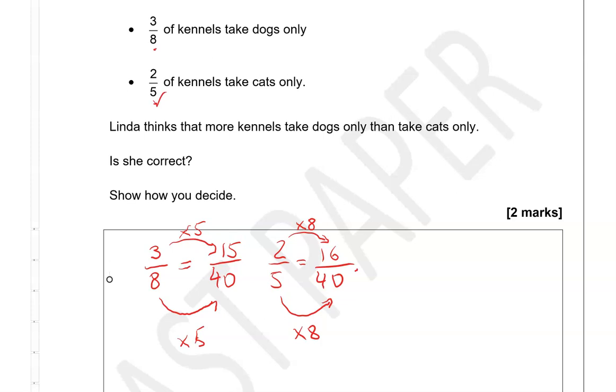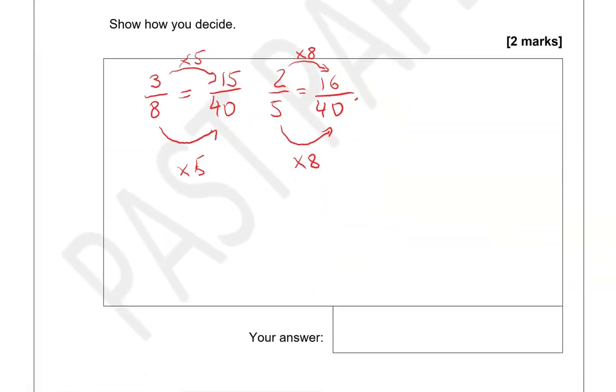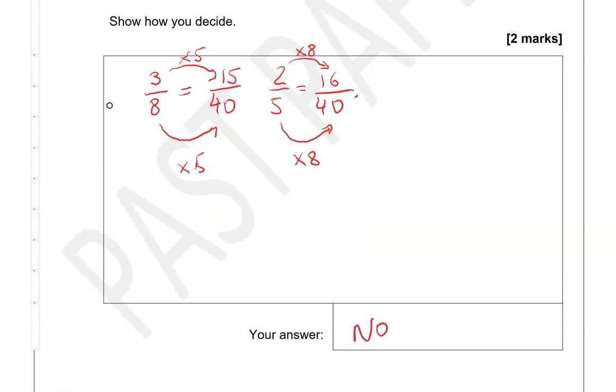So Linda thinks that more kennels take dogs only than take cats only. Is she correct? No, she's not, because we've got 2/5, which is greater than 3/8. So we're going to say no.